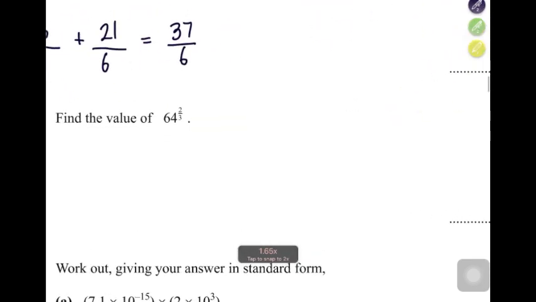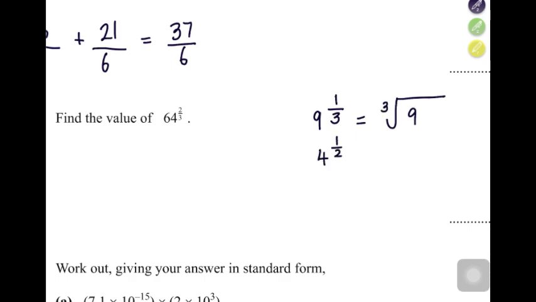To do that, I want you to remember this rule. For example, if we have the number 9, let's say, and anything that has the power of a fraction, this is same as cube root 9. If this was 4 power 1 by 2, this would be same as square root 4.